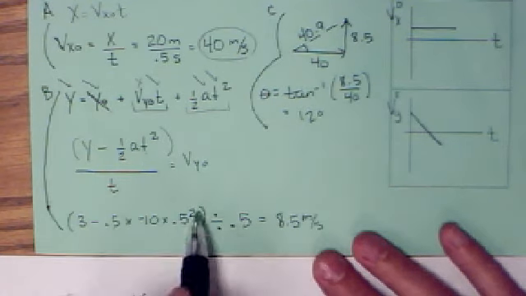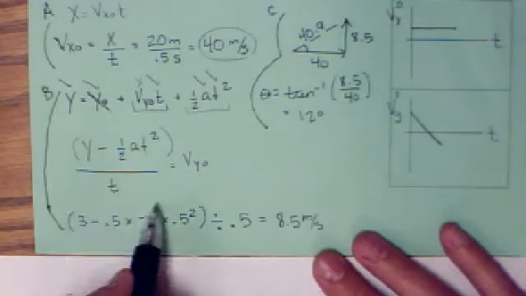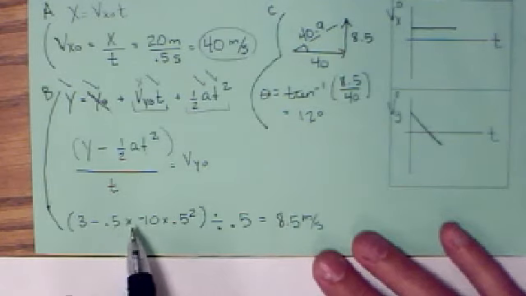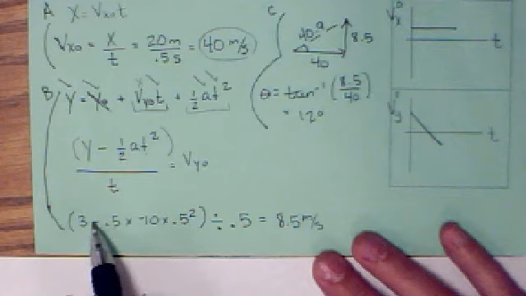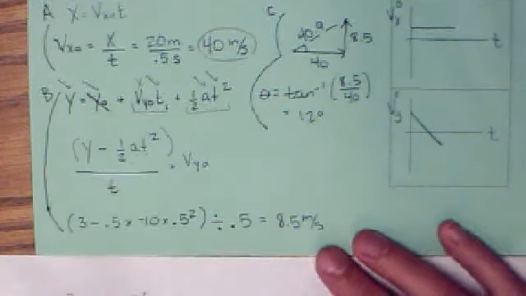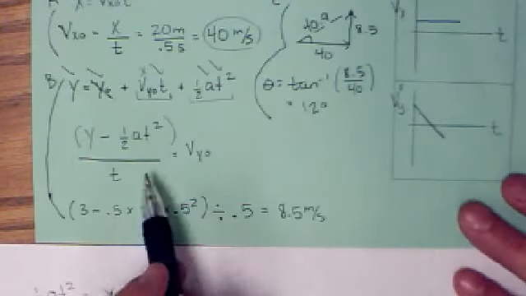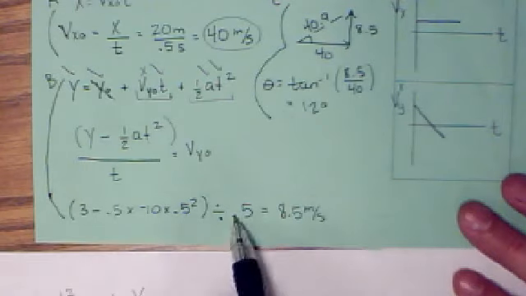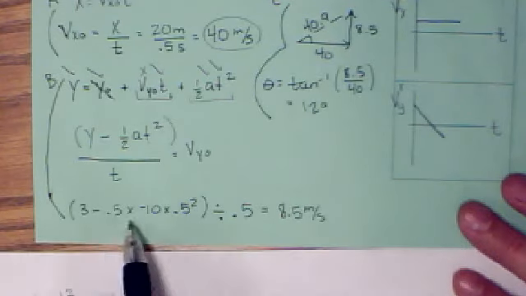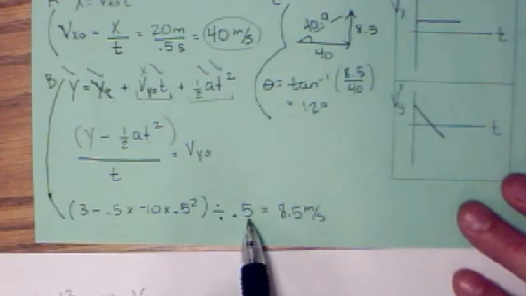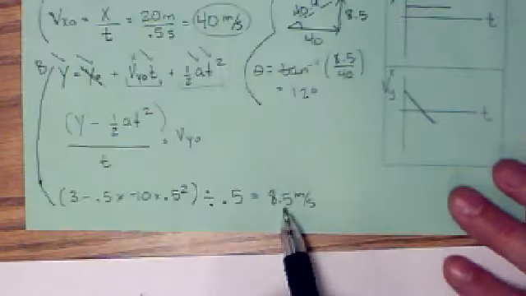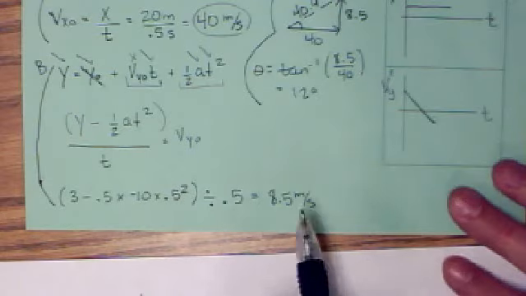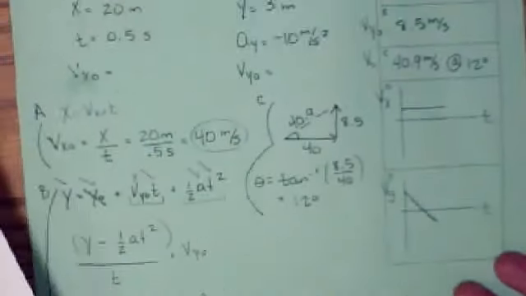Okay? And I put parentheses around these. I don't have to do an extra set of parentheses because inside of this parentheses, my calculator will do multiplication before it does subtraction. Order of operations. Okay, and then I hit the divided by for the slash, and then the time again is 0.5 seconds. So I plug this into my calculator. Everything's in meters and seconds, so everything cancels out appropriately, and I get 8.5 meters per second. So that's my Vy naught.